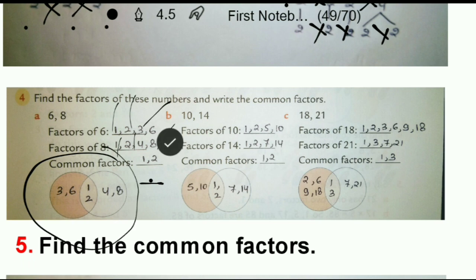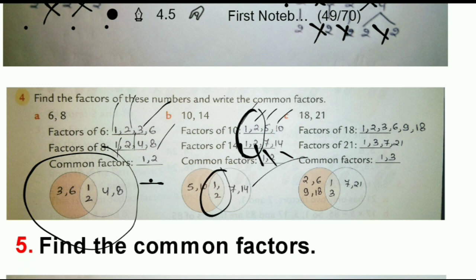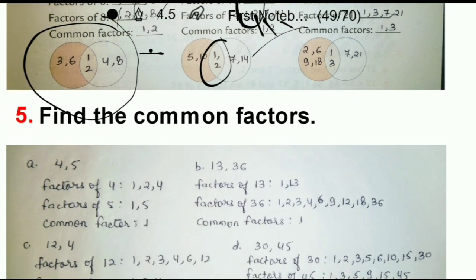10 and 14. So the factors of 10 are 1, 2, 5 and 10. Factors of 14: 1, 2, 7 and 14. So what are the common factors? 1 and 2. This you can represent here. One more question I have solved. You can go through it once.